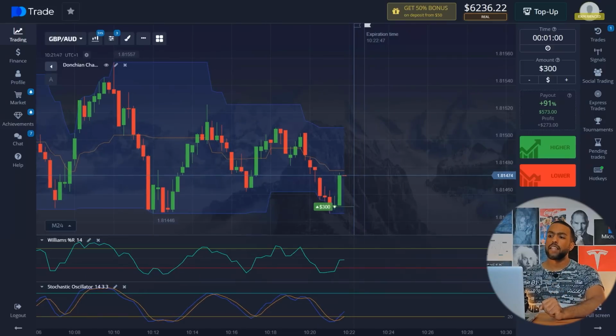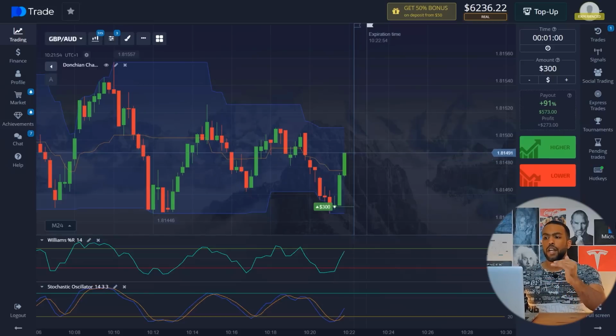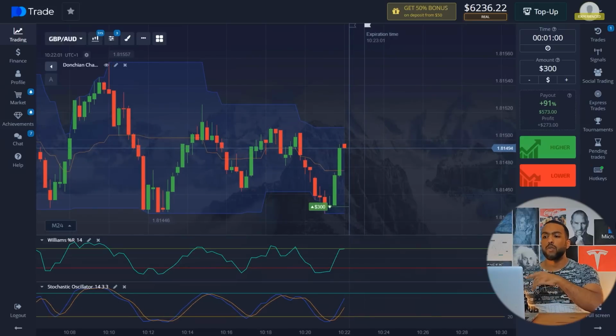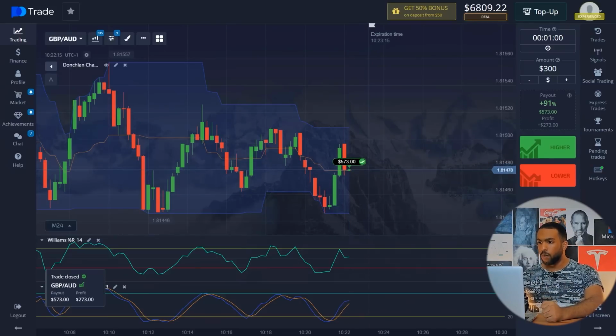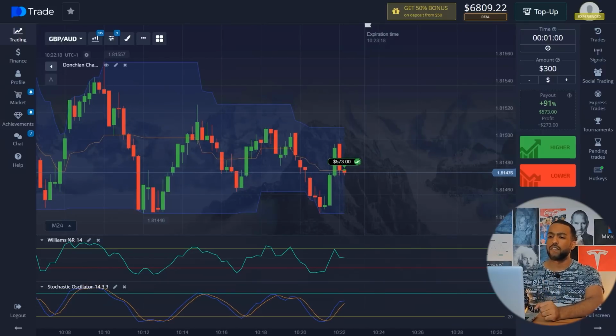And the Williams R% indicator also helped me. Its lines were in a horizontal position during a decrease in price, which is a signal of an imminent price reversal. And the indicators are giving the same signal right now. As we can see, the price has grown significantly. And our trade closed in profit, which added $273 to our account.